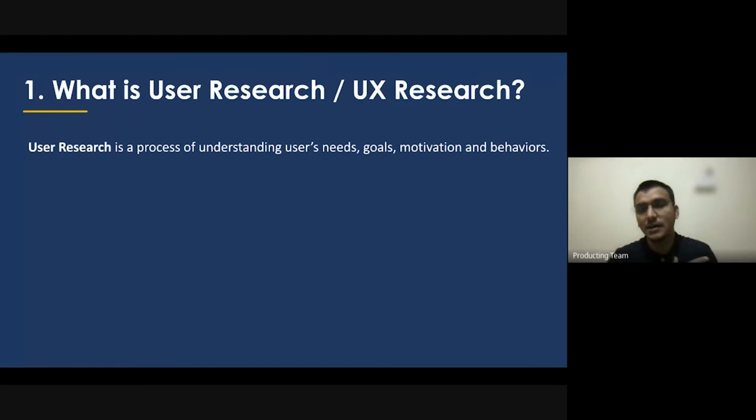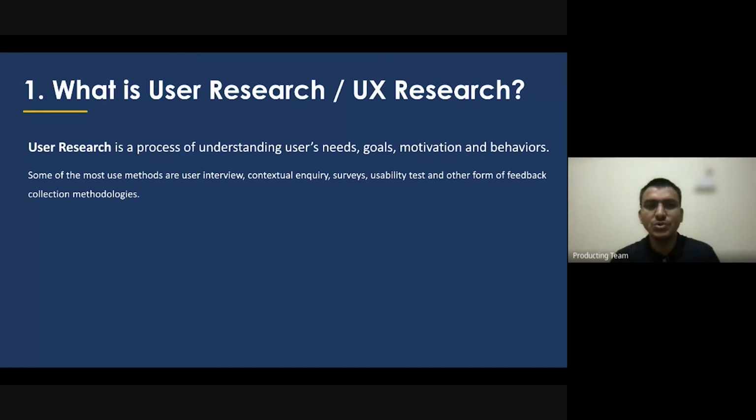As in last week's session, I talked about design thinking as a process, as a framework to be used, wherein I said the first stage of design thinking is called empathy. This is what we do in empathy, right? We try to understand their needs, goals, motivations, and their behaviors. Okay, so user research is part of that.